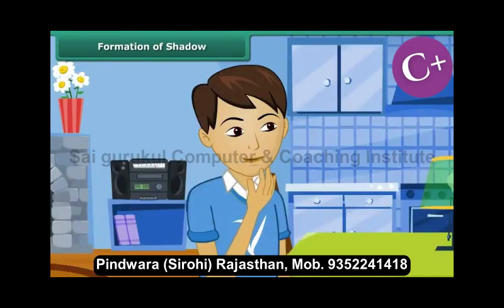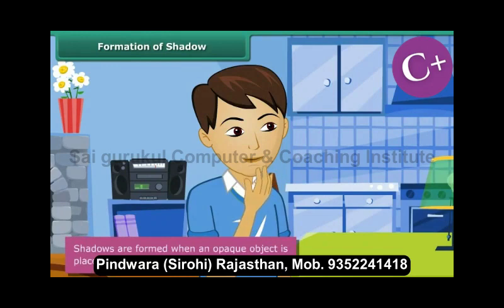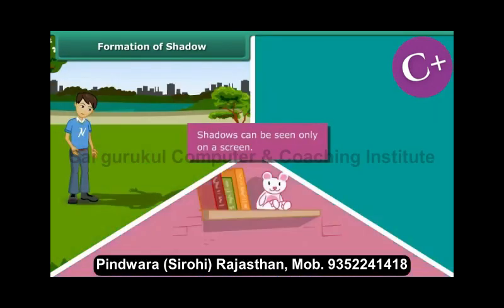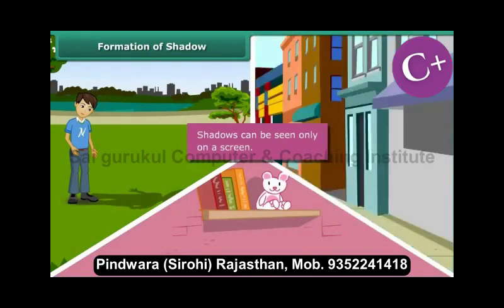You are confused. You want to understand when shadows are formed. You are also curious to know the direction in which shadows are formed. Shadows are formed when an opaque object is placed across the path of light. Shadows can be seen only on a screen. The ground, walls of a room, building, and other such surfaces act as screens for shadows.